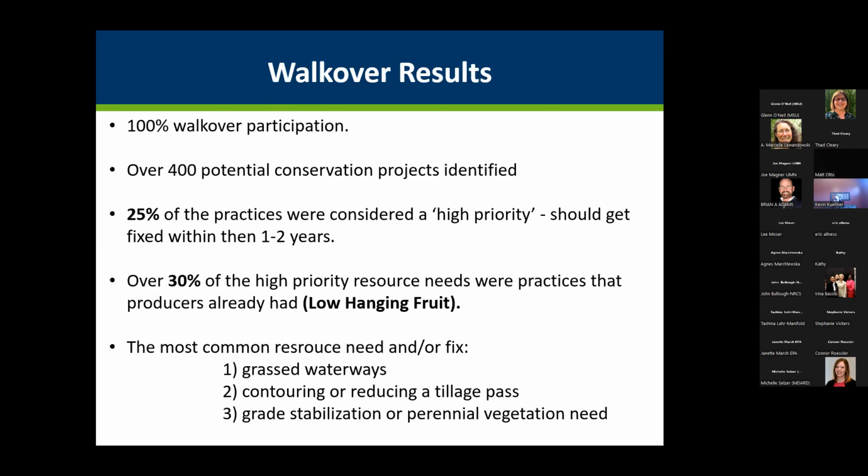And especially with regards to some of their runoff risk, and some of the observations that were made during the walkover, those should get fixed within the next 1 or 2 years. What was also interesting, we found that about 30% of what were considered high priority resource needs were practices that the farmers already had in place, but the practices really weren't functioning the way they should be, and not really performing the way they should. And so in our view, that was really the low hanging fruit.